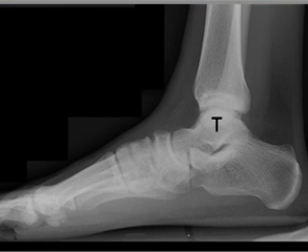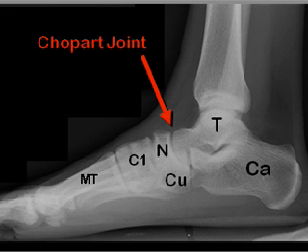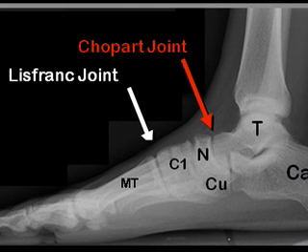On the lateral view, we can see the talus that articulates with the tibia, the calcaneus, the tarsal navicular, the cuboid, the cuneiforms overlap each other, and of course the metatarsals and the phalanges. The junction between the hind foot, consisting of the talus and calcaneus, and the midfoot is called the Chopart joint, and the junction between the midfoot and the metatarsals is called the Lisfranc joint.